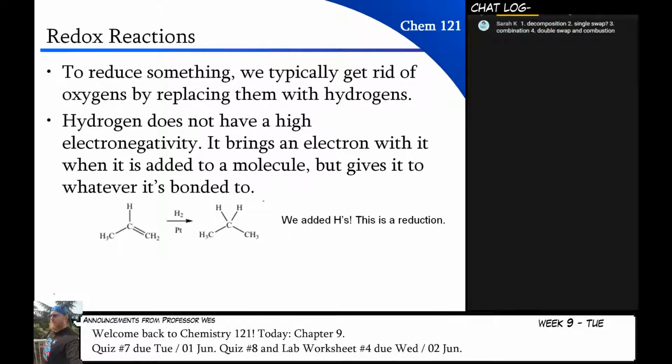There are 2 ways to reduce things. So one of them is what we just said. You can get rid of the oxygens or break apart those bonds to oxygen and make fewer of them. But we need to replace the bonds with something. And the thing that we replace them with is hydrogen.